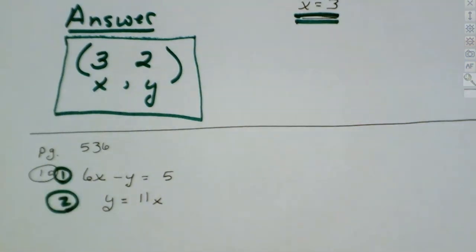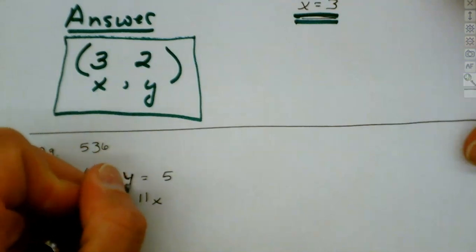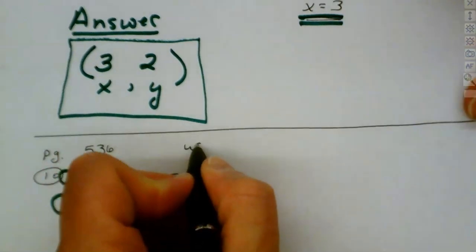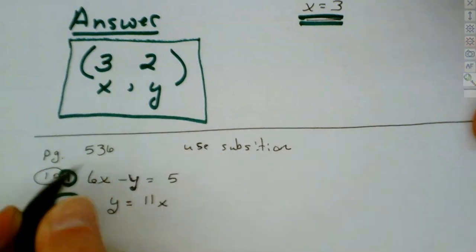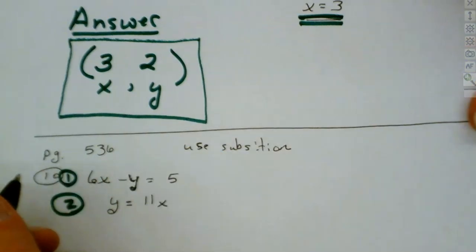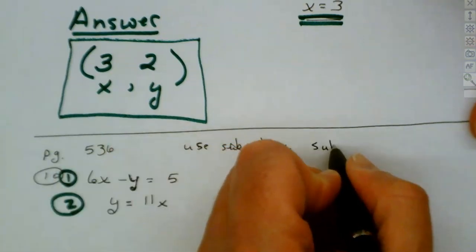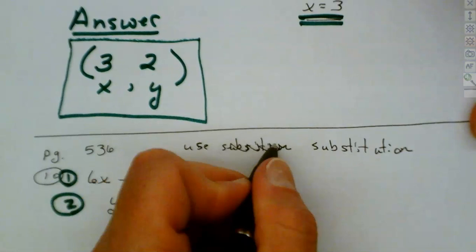Now, in some cases, substitution is the easier way to do these. In other cases, we're going to learn about elimination next, which is usually easier. This one is substantially easier than the last one, because when we use substitution, which is what we're doing here, we're going to use substitution. If I can spell right today, let me write it right here so it looks right.